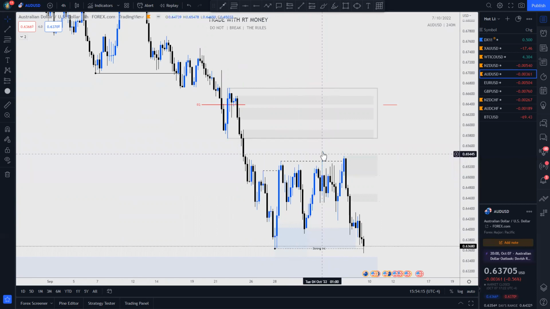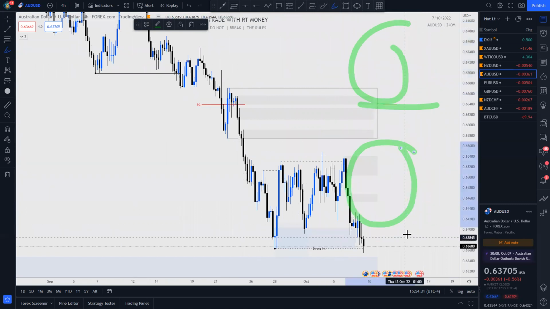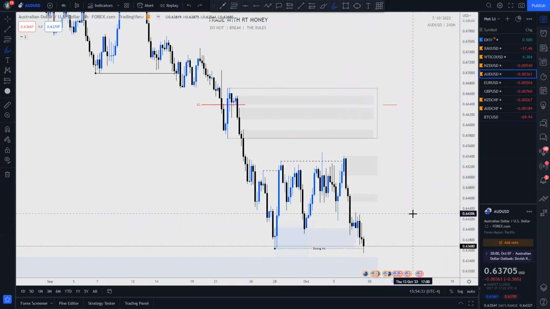The market doesn't seem to have the strong intent to go higher. We want to see this supply mitigated, because this will give us better prices. Why? Because this is the equilibrium of the daily range, as I already told you. And up here is premium prices. This is discount prices. We want to take sells from premium and buys from discount.